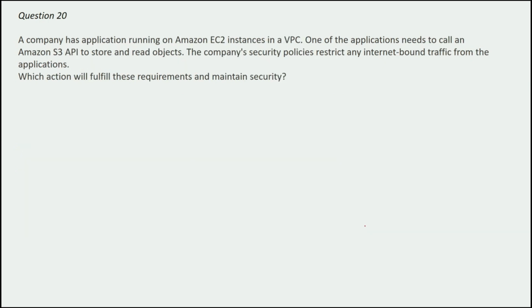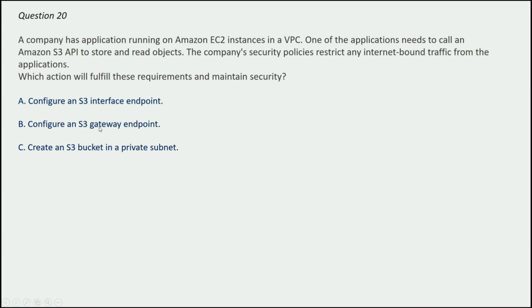And now question 20. A company has an application running on Amazon EC2 instances in a VPC. One of the applications needs to call an Amazon S3 API to store and read objects. The company's security policy restricts any internet-bound traffic from the application. Which action will fulfill this requirement and maintain security? So option A, configure an S3 interface endpoint. Option B, configure an S3 gateway endpoint. Option C, create an S3 bucket in a private subnet. Option D, create an S3 bucket in the same region as the EC2 instance.